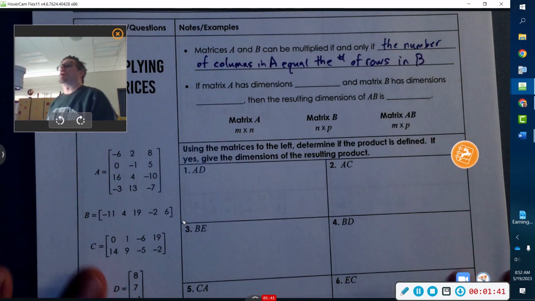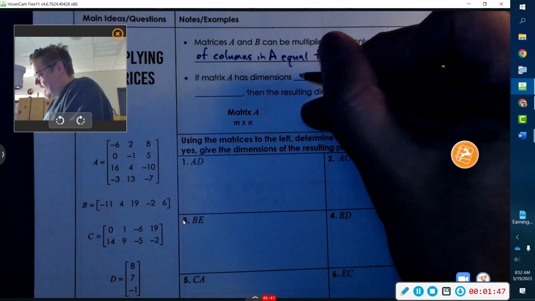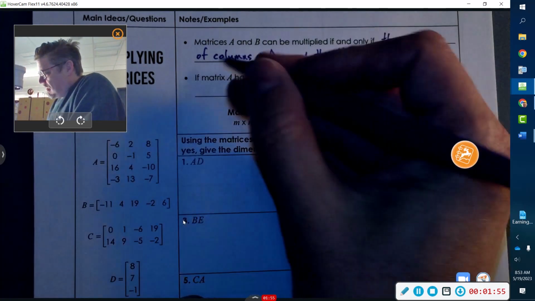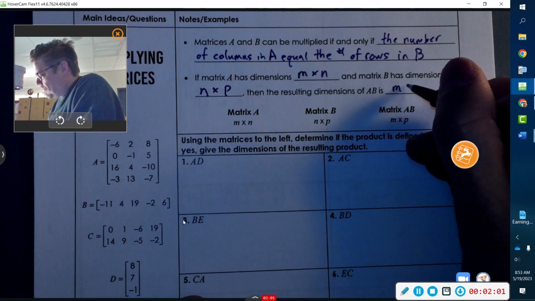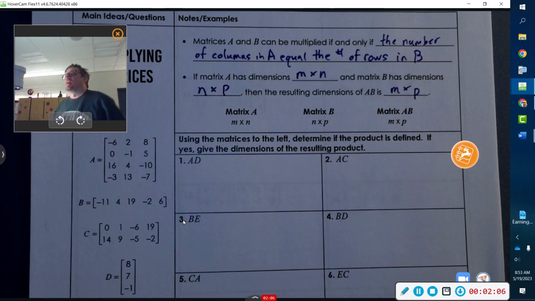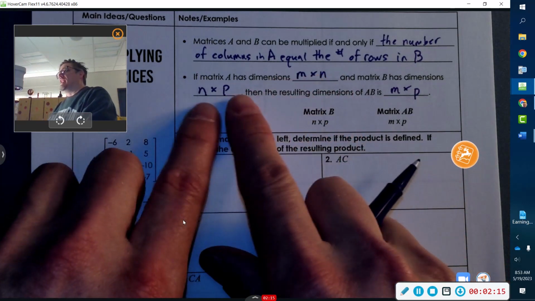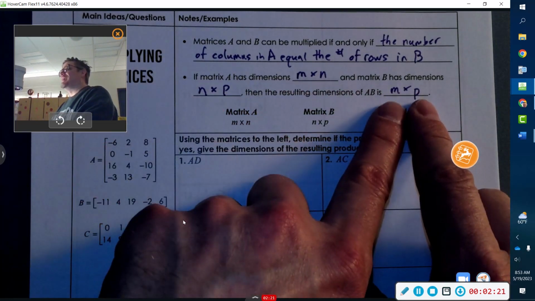Okay, so anyways, if a matrix has dimensions, if it's got m by n, this is what happens. If you have an m by n for your first matrix and an n by p for the second matrix, then when you multiply them, your new matrix will be m by p dimensions.